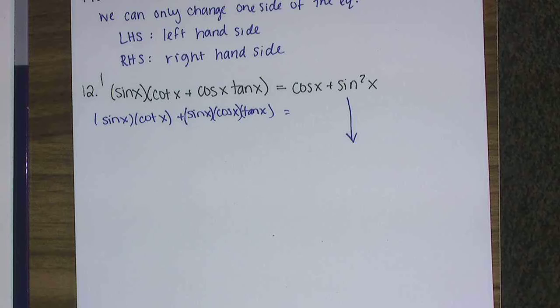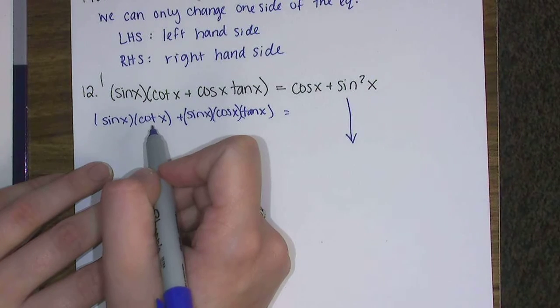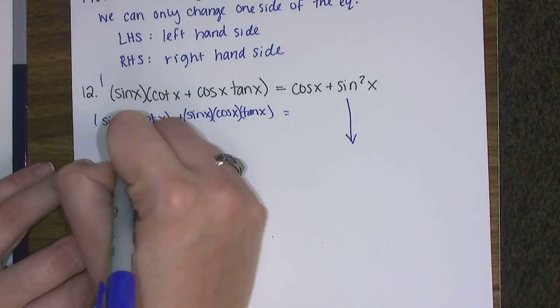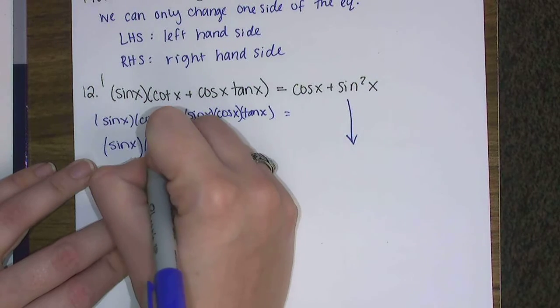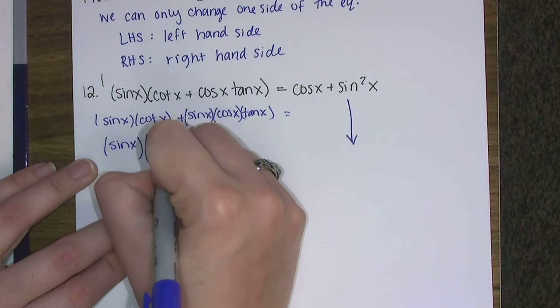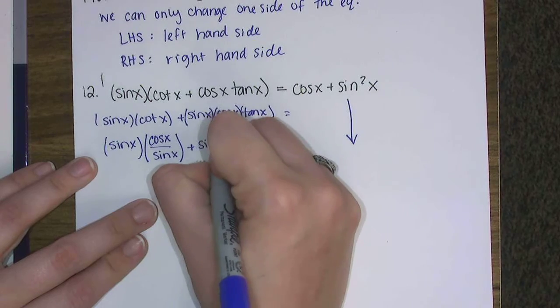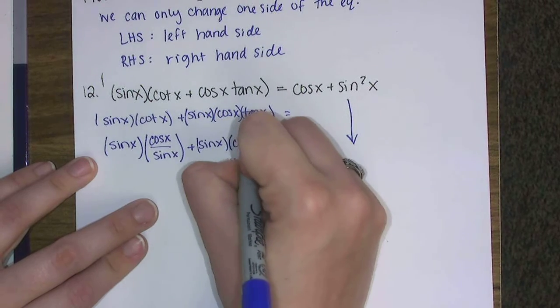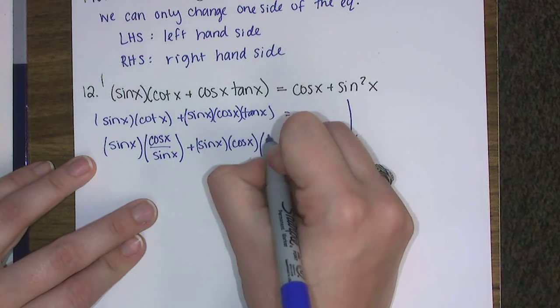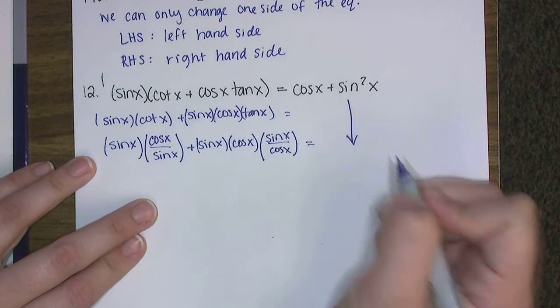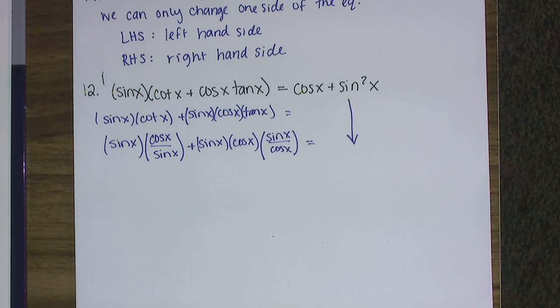Okay, so now I can rewrite cotangent of x as cosine over sine. Okay, that's an identity that we did in 5.1. So sine of x times cosine of x over sine of x. Plus, I have sine of x times cosine of x times tangent of x, which is sine of x over cosine of x. And all that's equal to everything over there. So now I can go through and I can cancel stuff out.